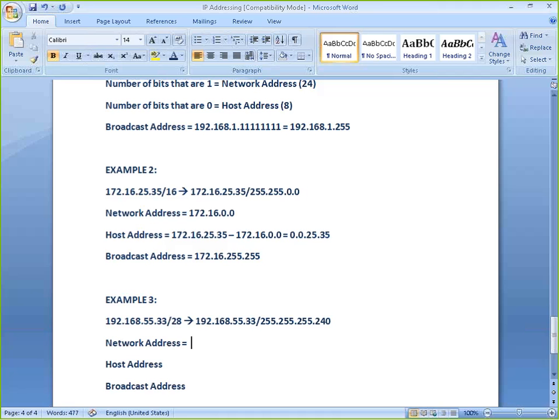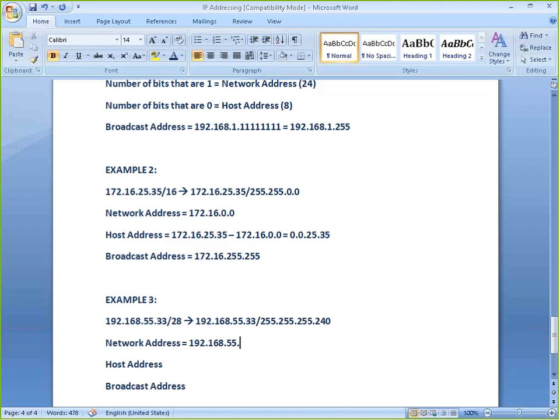Now based on this, let's try to calculate the network address. The logic remains the same. Anything you AND with 1, the resultant value is going to remain the same, whereas anything you AND with 0, the resultant value would be 0. That's the logic we are supposed to follow. So for the first 3 octets, they are all going to be the same because the subnet mask's first 3 octets are all 255. So effectively the first 3 octets are going to be 192.168.55.